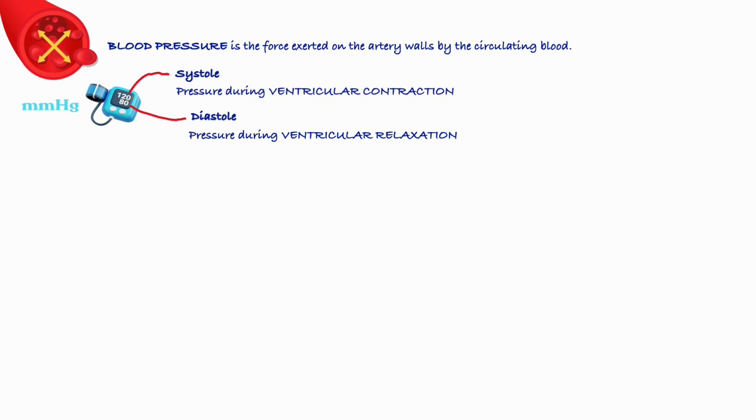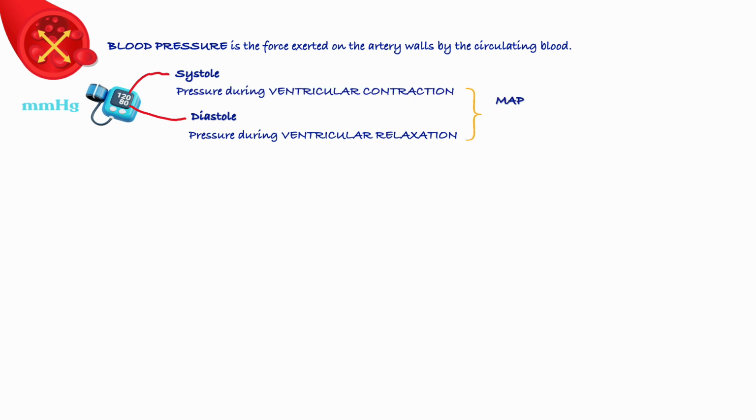Blood pressure is the force exerted on the artery wall by the circulating blood. It is measured in millimetres of mercury and involves two measurements, namely diastole and systole. Diastole refers to arterial pressure during ventricular relaxation, whereas systole refers to arterial pressure during ventricular contraction.